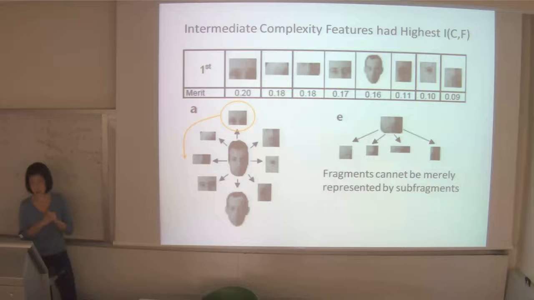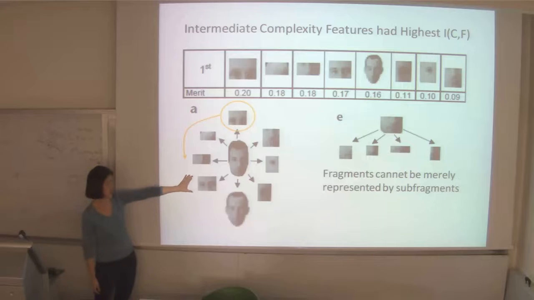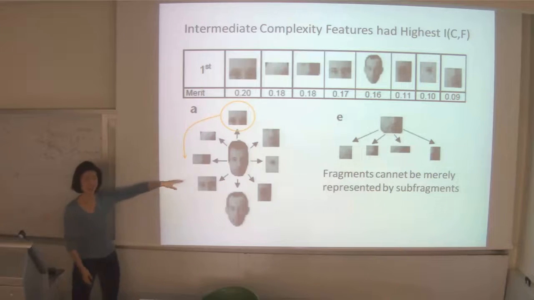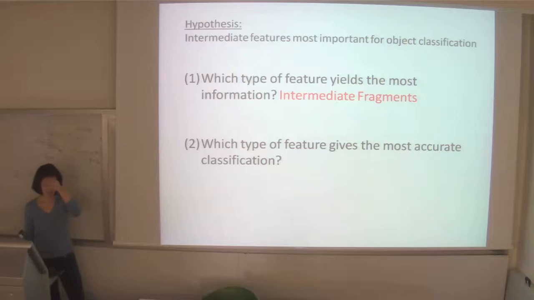Another interesting point is that the fragments cannot be represented by a subfragment. So if you have this fragment here and you say, well, is it enough just to have this eye? The idea is no, it's not. You need the actual intermediate size. So once they have this, they can answer their first question: which type of feature yields the most information? Well, it's intermediate fragments. It's in line with their hypothesis.